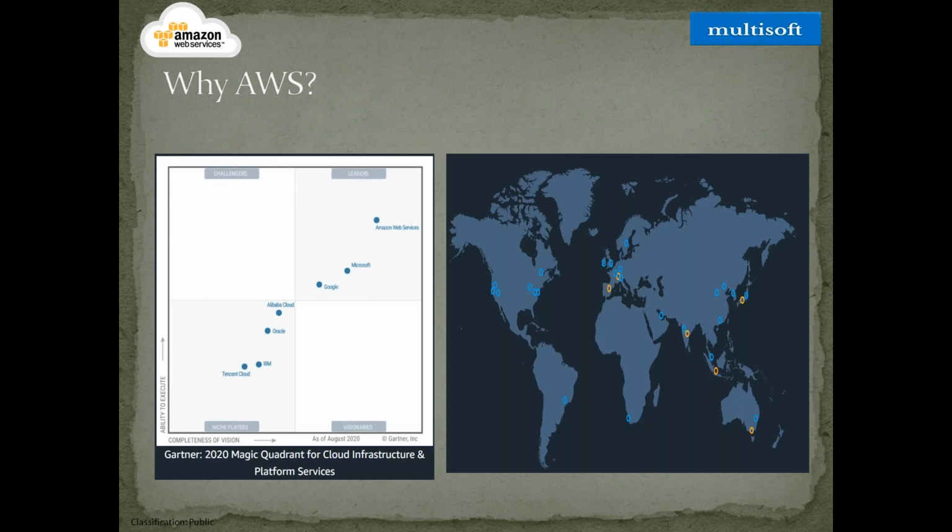As I mentioned, AWS is the leader in the Gartner quadrant. You can see that clearly. On the right-hand side, you see the different data centers. The orange ones are getting launched soon or are in progress, and the blue ones are already present. So you have close to 25 data center regions.